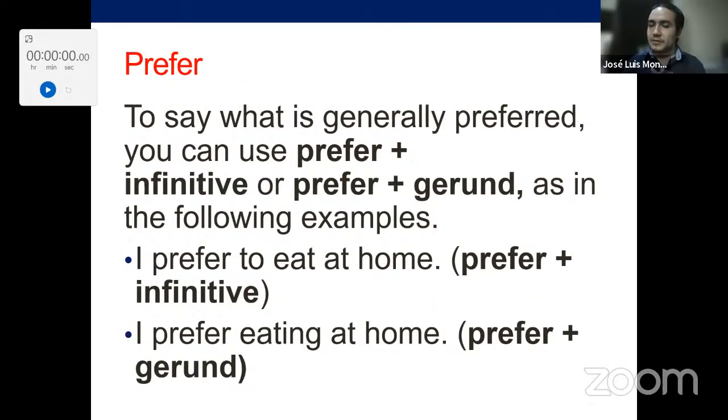Now, prefer. I would like you to read this, please, Amy. Okay. To say what is generally preferred, you can use prefer plus infinitive or prefer plus gerund, as in the following examples. I prefer to eat at home, prefer plus infinitive. I prefer eating at home, prefer plus gerund. Yes. In both cases, it's the same. It is correct, right? So would rather always with base verb, but prefer with infinitive and gerund, right? If we use base verb here, it is going to be incorrect.